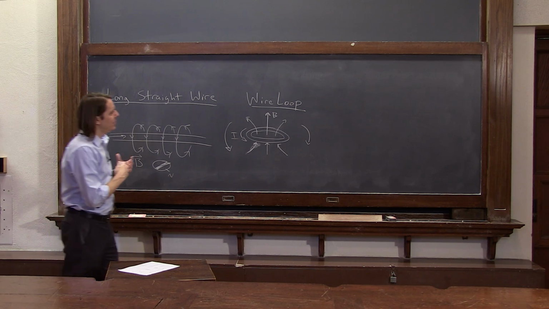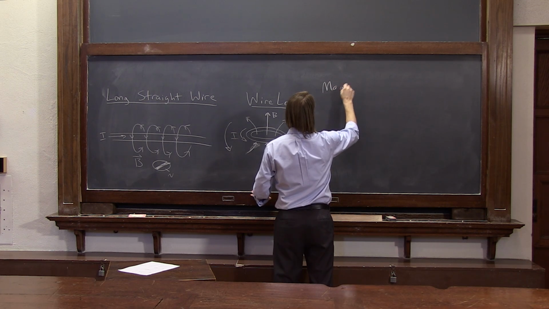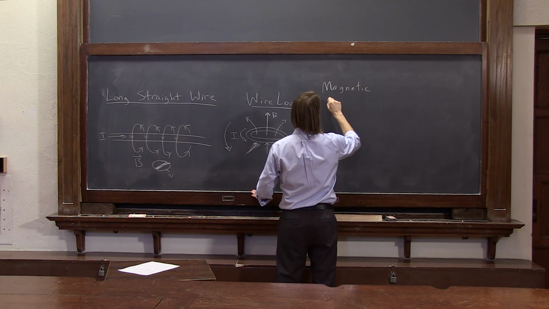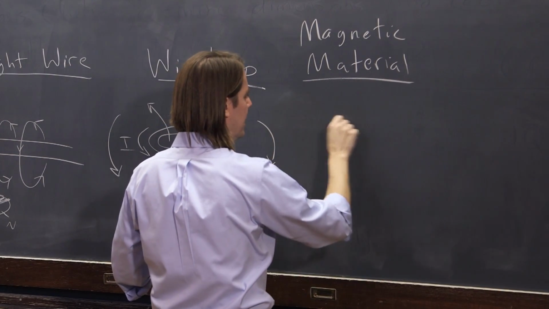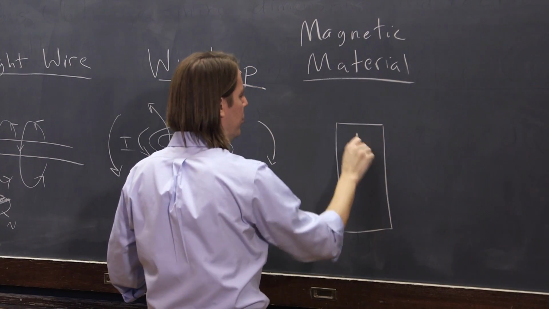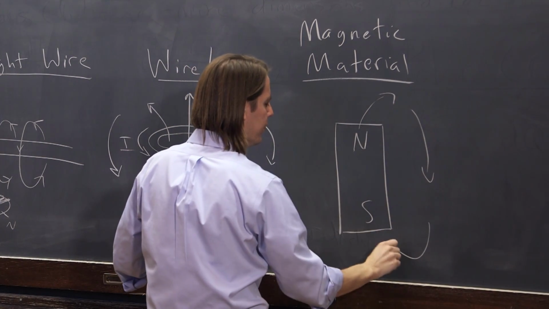Okay. We can also then, now that we sort of understand that, think about a magnetic material. So remember, we had the bar magnet, and it had a north and south pole, and it made a field that kind of went from north to south.